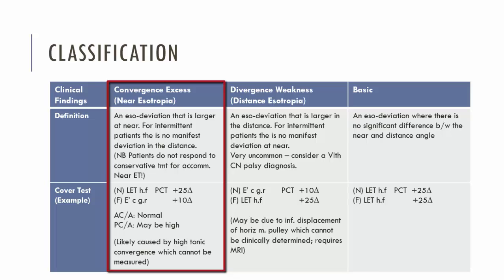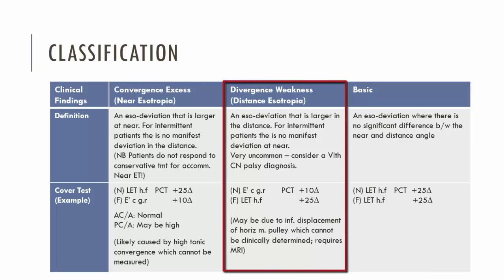So, a patient with a convergence excess pattern that has a high ACA ratio gets classified as an accommodative convergence excess ET, but a patient with a normal ACA ratio with either a normal or high PCA ratio is considered to have a non-accommodative convergence excess ET.